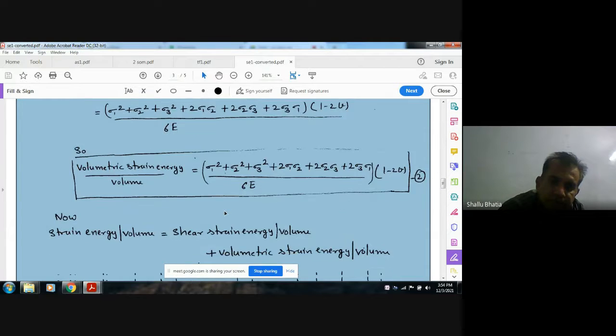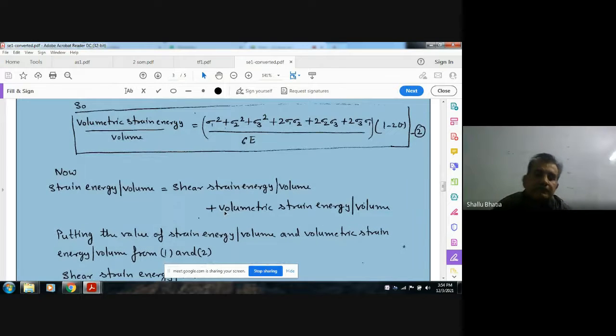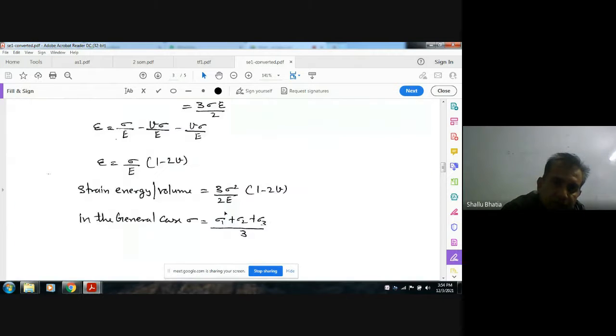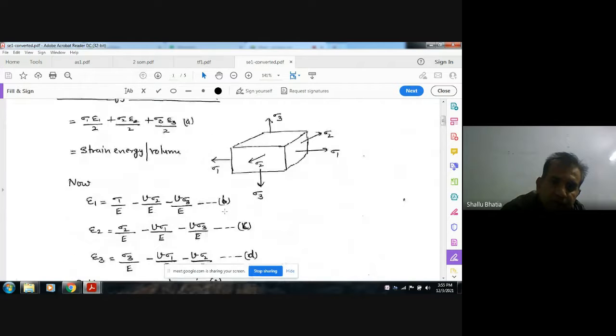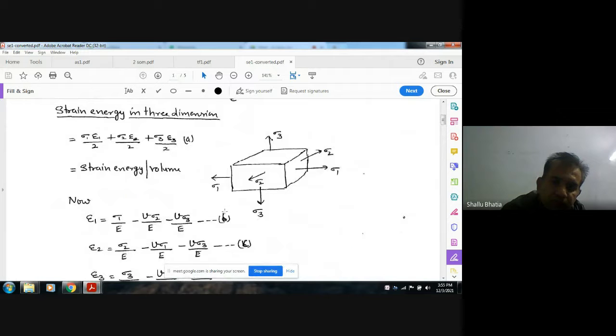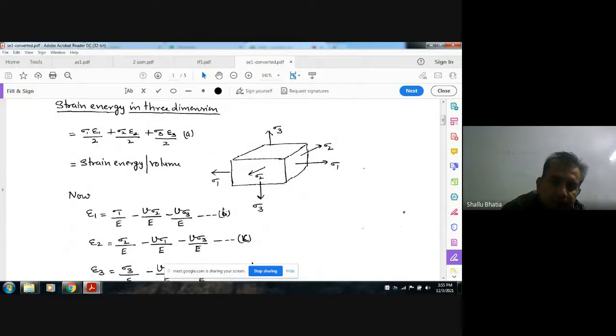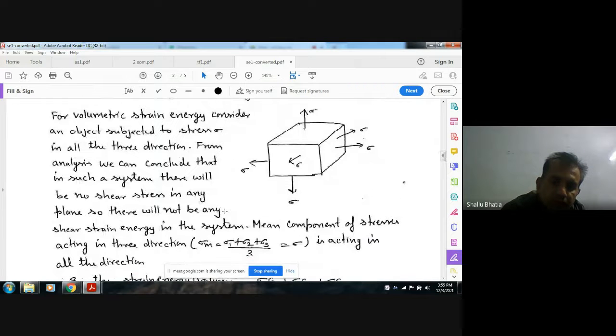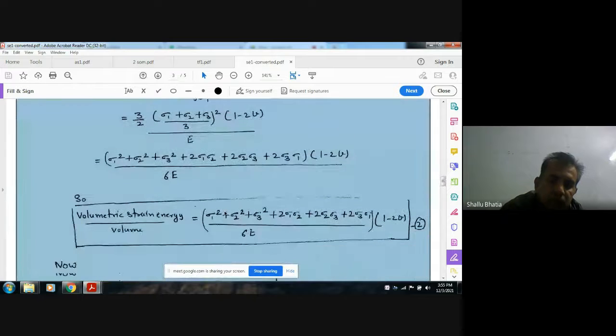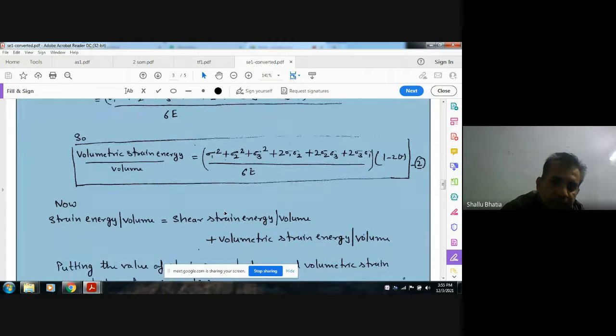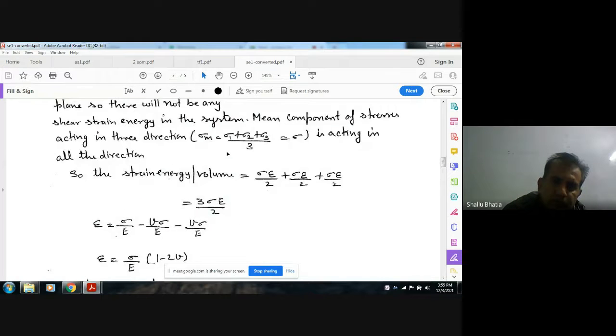This is the volumetric strain energy of this case, when sigma 1, sigma 2, sigma 3 are applied. So to find the shear strain energy, we have to subtract this volumetric strain energy from the total strain energy, because the total strain energy is the summation of shear strain energy per unit volume and volumetric strain energy per unit volume. The volumetric strain energy per unit volume is this much, and the total strain energy per unit volume is this much.